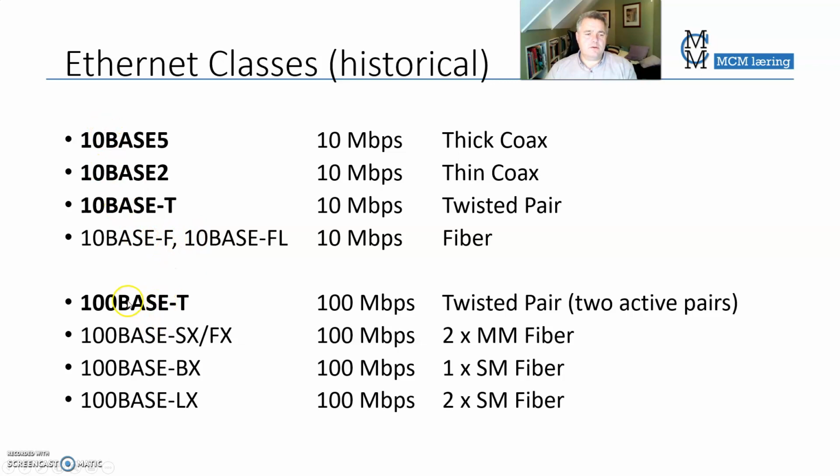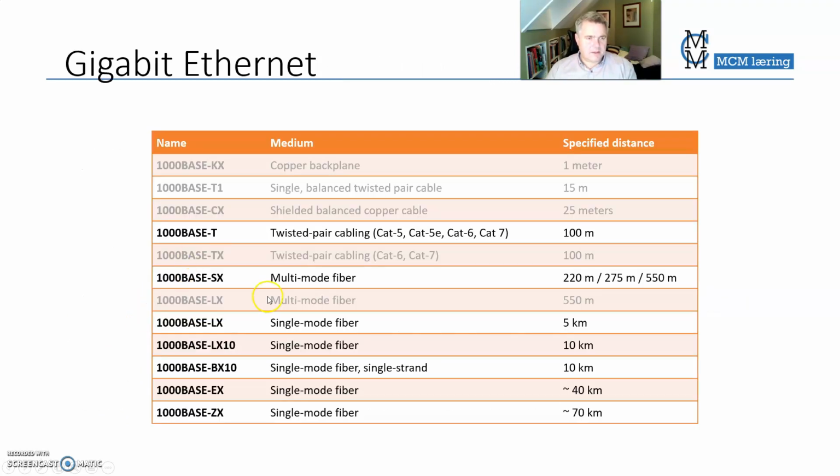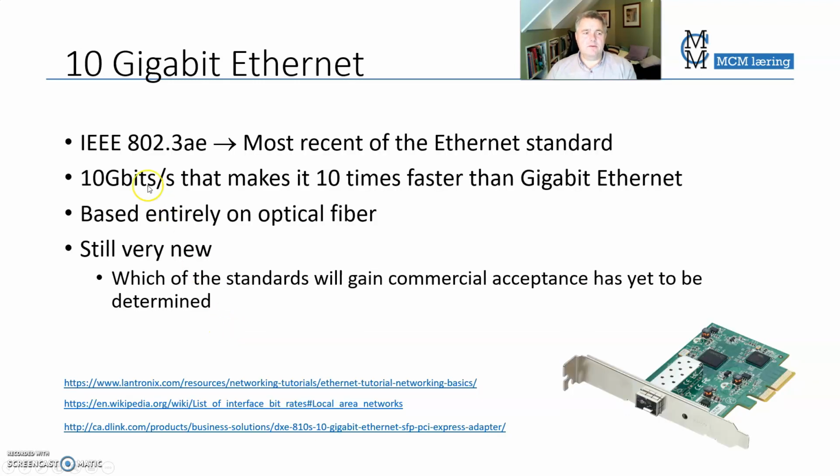Then came 100 base T for twisted pair, and then a number of different fiber optic networks. 100 was for 100 megabits per second. Then gigabit Ethernet with 1000 megabits per second, twisted pair and fiber. And now the next thing along the line is 10 gigabit Ethernet.